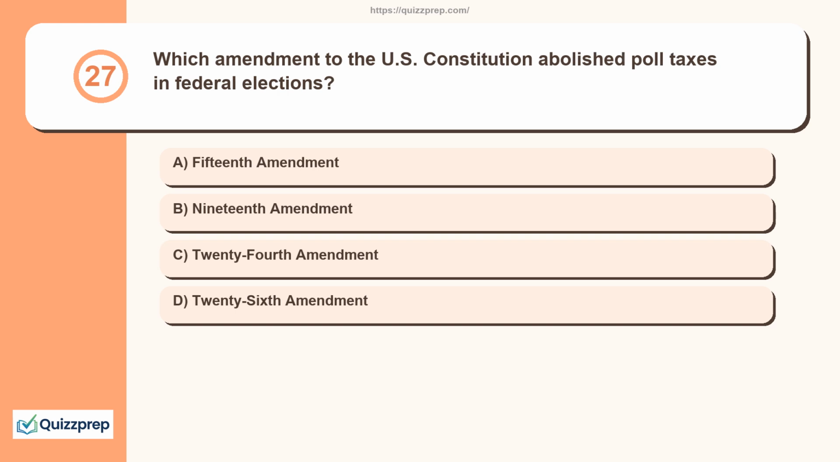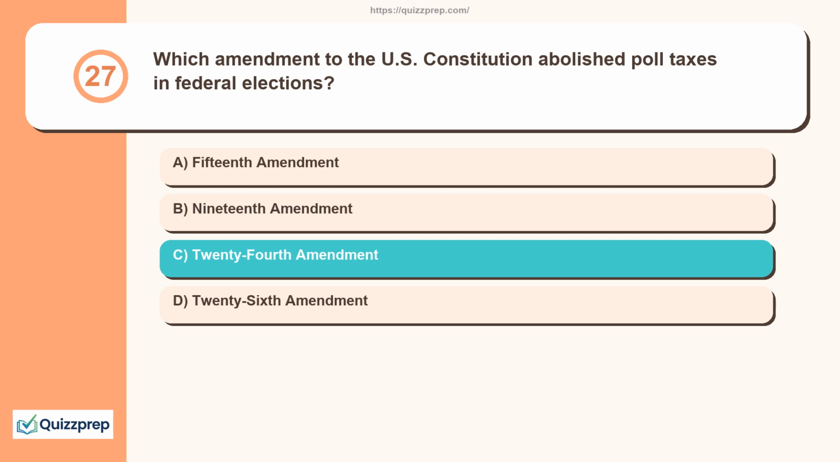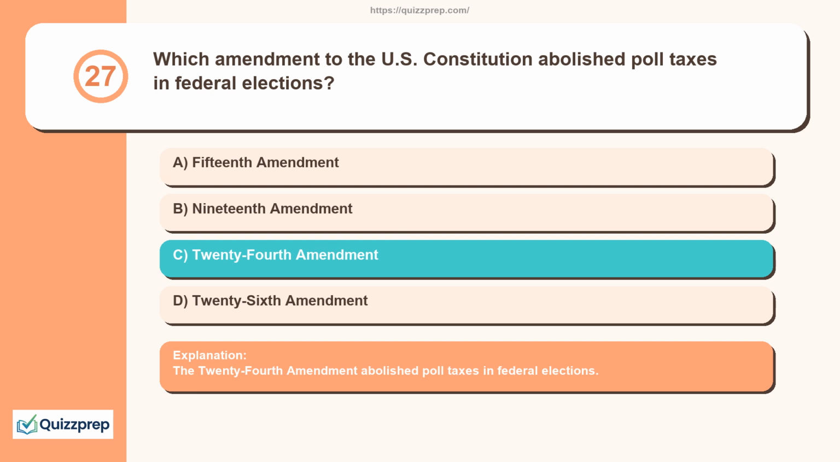Question 27. Which amendment to the U.S. Constitution abolished poll taxes in federal elections? 15th Amendment, 19th Amendment, 24th Amendment, 26th Amendment. The 24th Amendment abolished poll taxes in federal elections.